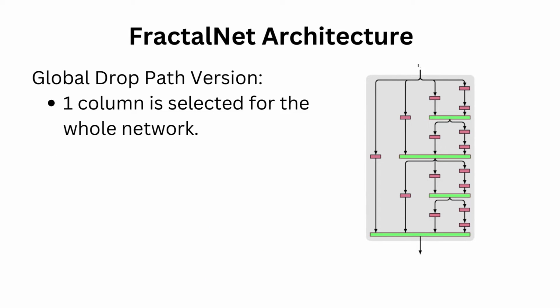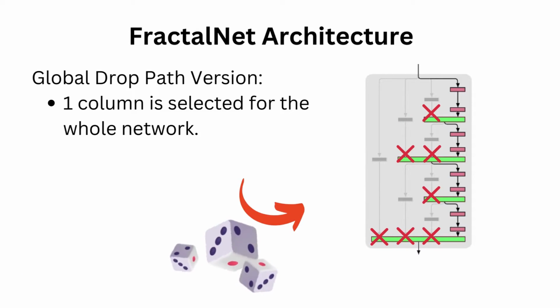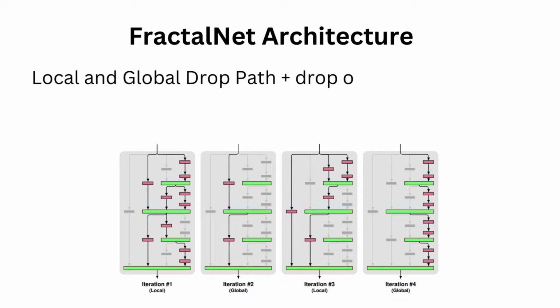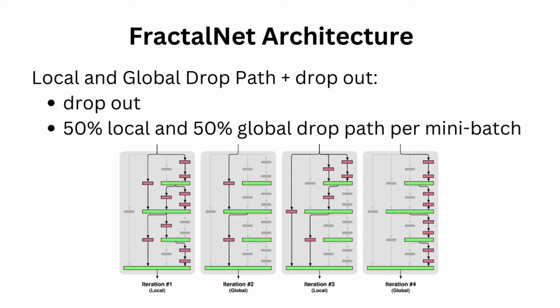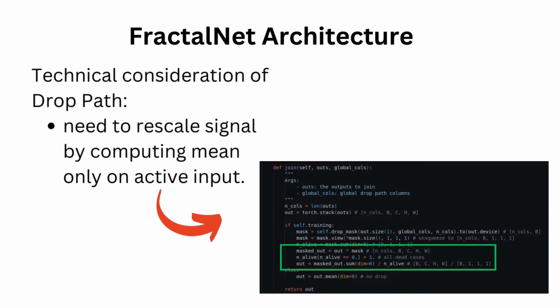The global drop path is a bit more aggressive and only lets one column from input to the end survive. In one example, for column 4, it will look like this. This is a very useful way to extract a column after the training is done, but this is used throughout the training procedure. Both methodologies for drop path, along with dropout, were used. For drop path, the author had a mix of 50% local and 50% global per mini batch. One thing to consider when doing drop path is that the signal needs to be rescaled properly while computing the mean only on the inputs that are alive. We'll see that in a few.